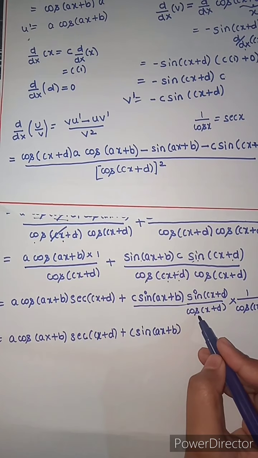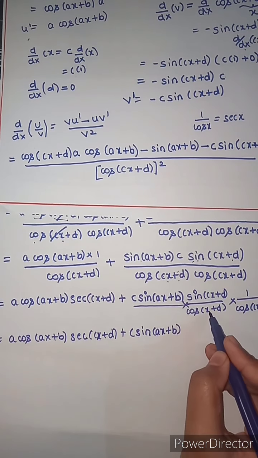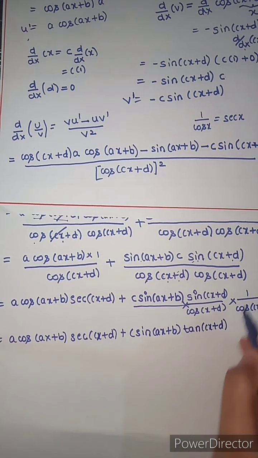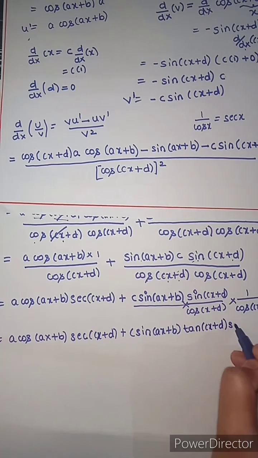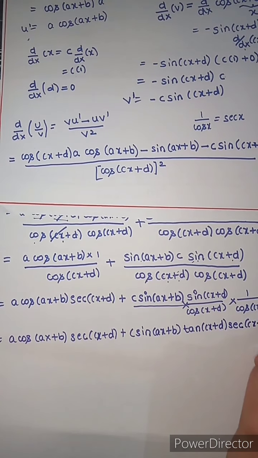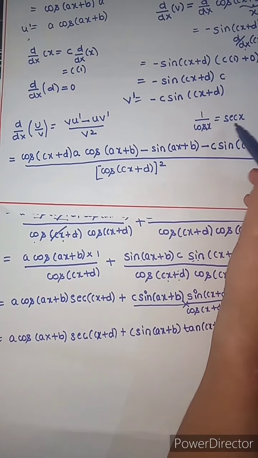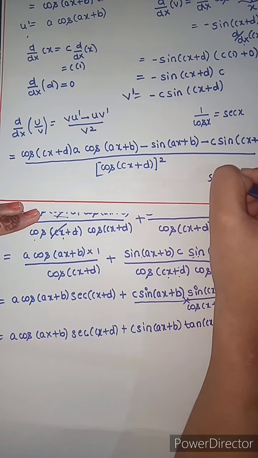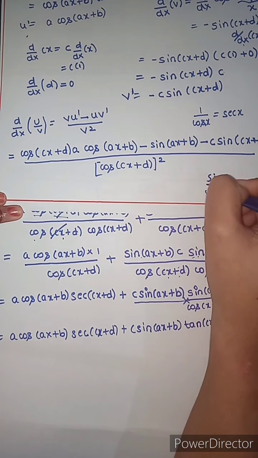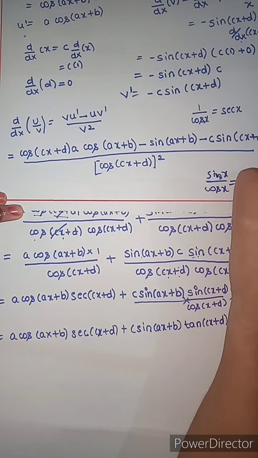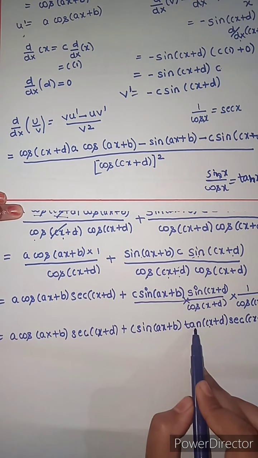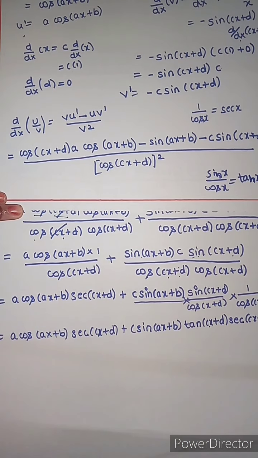Now sin of cx plus d over cos of cx plus d is tan of cx plus d. 1 over cos of cx plus d is secant of cx plus d, because I told you 1 over cos x is secant x, and sin x over cos x is tan x. So in the place of x we have cx plus d, so we wrote tan of cx plus d. So that's it, the fifth one.